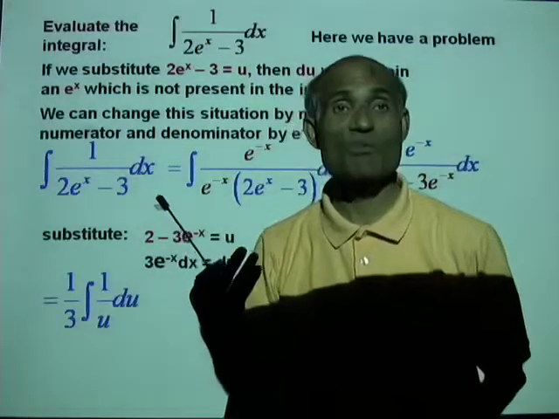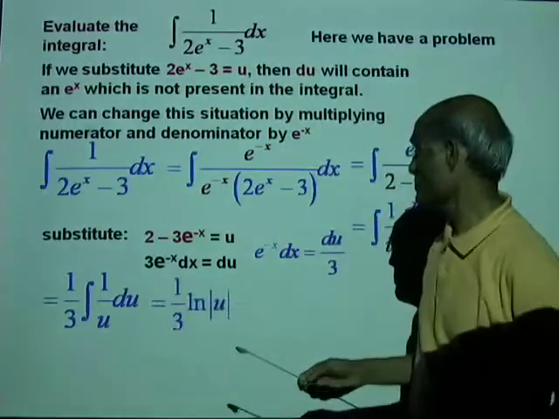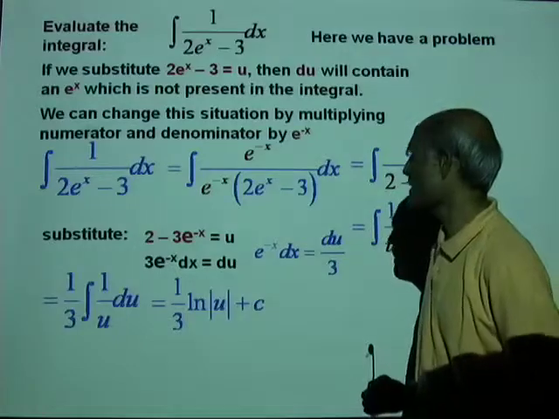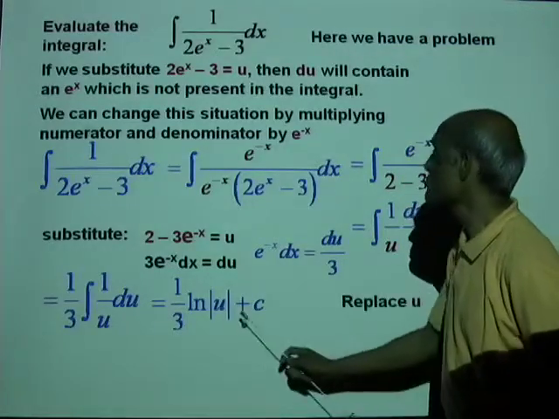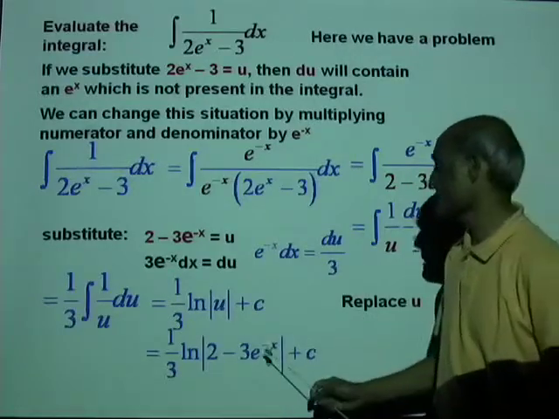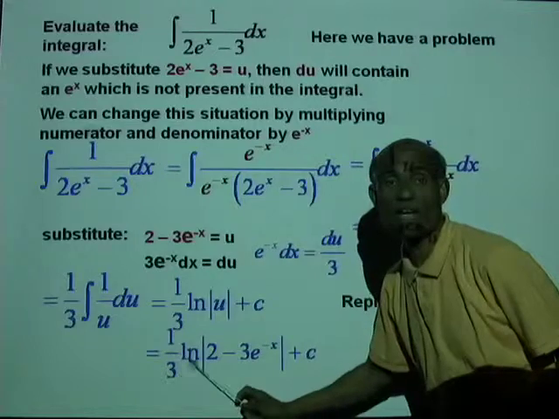Again, what is the integral of 1 over u du? It is ln of u plus c. So that's 1/3 ln u plus c. And replace your u. What's our u? 2 minus 3 e to the power of negative x. And as you did before, 1/3 ln of this quantity.